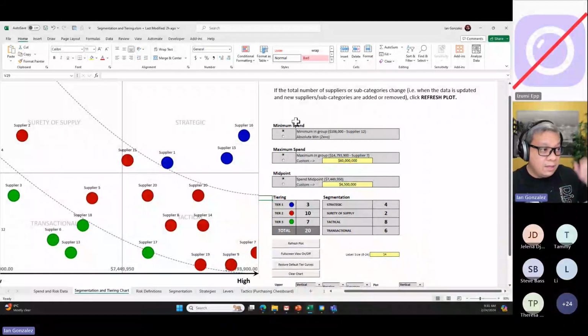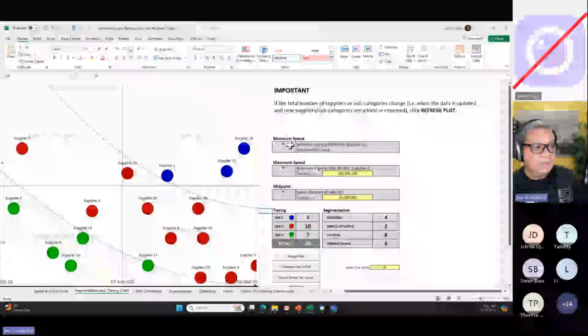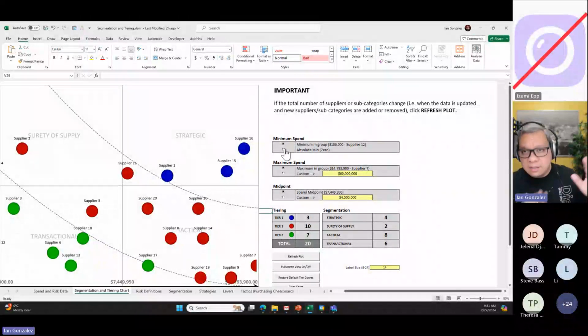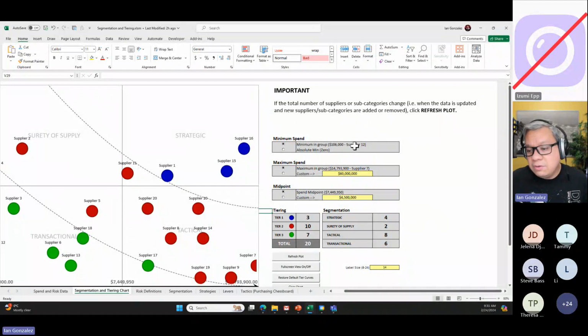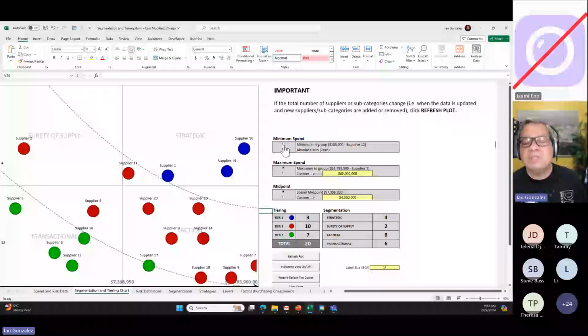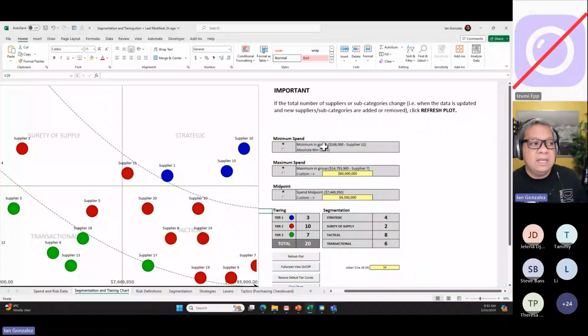So do that. Next, what are these settings over here? This is so you can customize the split line. You can set your minimum spend to either the minimum of the group, which is automatically calculated. It says over here that supplier 12's spend is $106,000. Or you can make it the absolute minimum, which is 0. I recommend using the minimum in the group. For all you know, your minimum supplier's spend is say $1 million, which is a big number, and then you'll get very distorted results if you make your absolute minimum 0. So leave it on minimum in group.